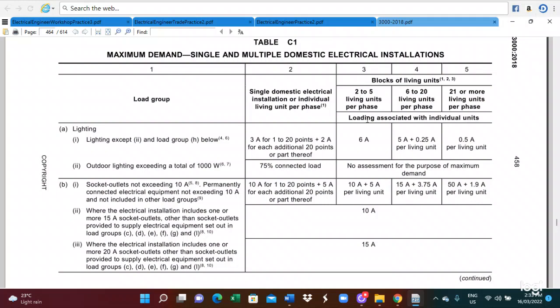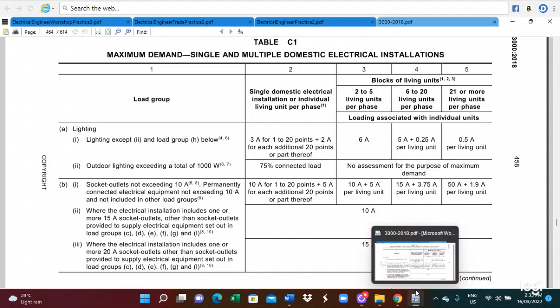For 6 to 20 living units per phase, we refer to column 4. In this problem, every phase supplies 8 units, therefore we have to refer to column 4. So AS3000, Table C1, column 4 has to be referred. Based on the load group, you use column 1 and column 4. This is how to utilize the table C1.